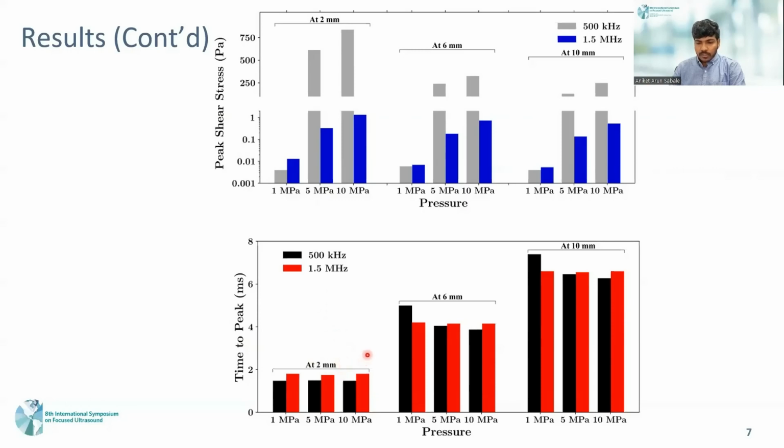At all node points, the speed of shear wave was approximately 1.7 meters per second, which is equivalent to the theoretical speed for the material under consideration. To conclude, we demonstrated that our proposed model could quantify the shear stresses generated in the vicinity of the focal zone during HIFU sonications. This model could further be used to understand the effect of shear stresses at the cellular level.